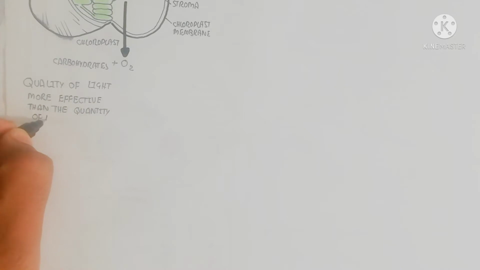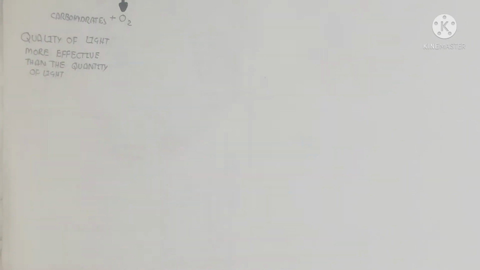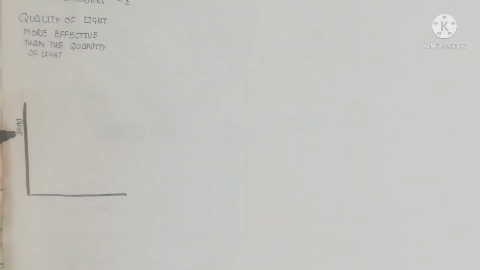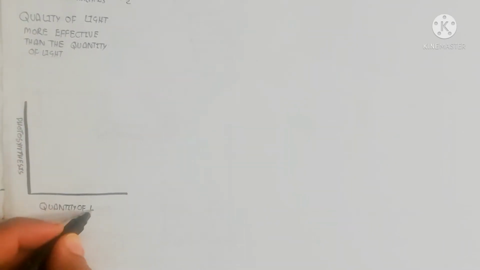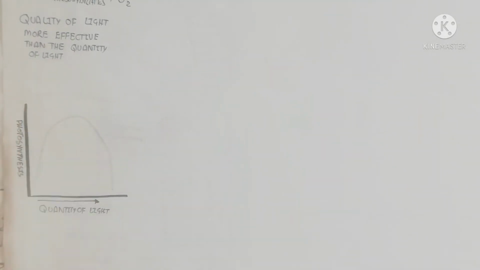The quality of light is more effective than the quantity of light. Why? Let's begin to understand. Here I am drawing a graph: photosynthesis is shown vertically, while the quantity of light is shown horizontally. The vertical axis shows the increase or decrease of photosynthesis. When we increase the intensity or quantity of light, at the mean point the normal photosynthesis will be higher when we provide more light.